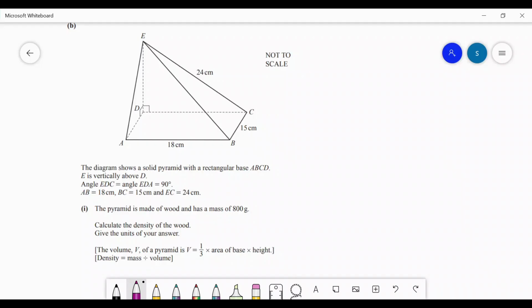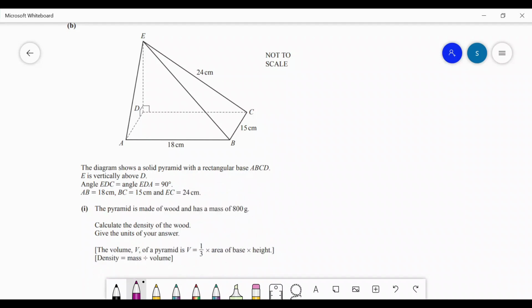Okay, next we have another previous year question here. The diagram shows a solid pyramid with a rectangular base ABCD. The first question is, the pyramid is made up of wood and has a mass of 800 grams. Calculate the density of the wood. To calculate the density, they've already given us the formula, mass by volume. Mass is given in the question, which is 800 grams. We just have to figure out the volume and use this formula.